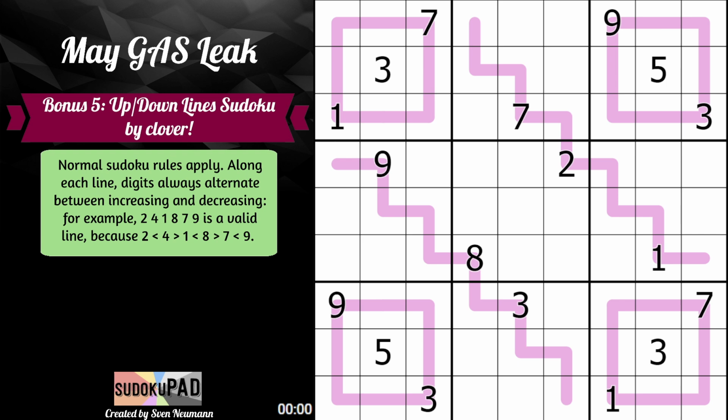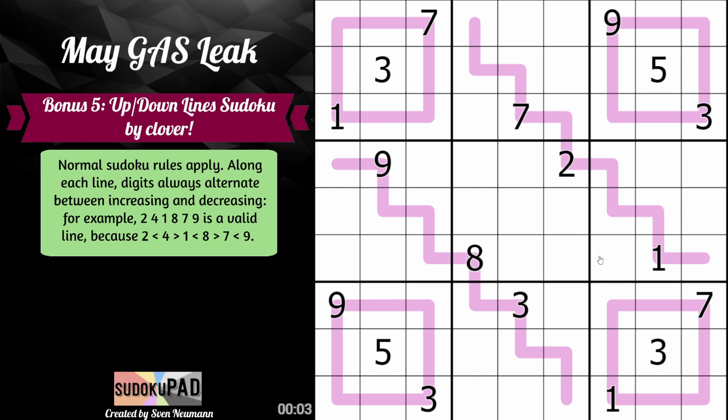So as we move from, I don't know, 3 in this direction, we will either be increasing or decreasing, and then the next step would be a decrease, and then an increase, and so on and so forth. And that's it. It's a new variant. Hopefully we'll be able to figure it out. Let's just jump right into it.